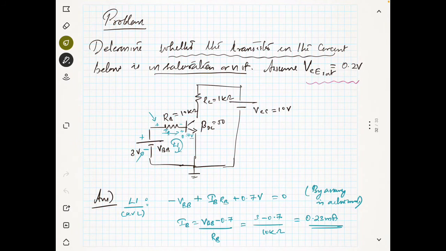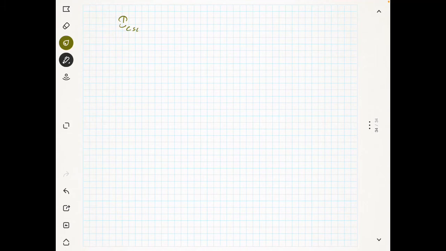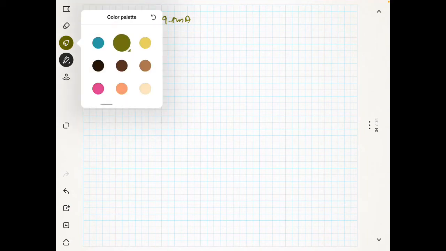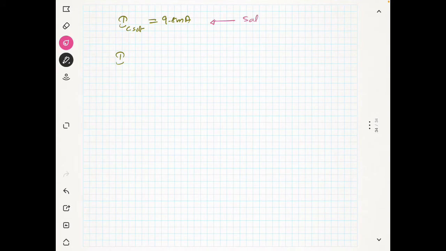We know that VCC has been given in the question as 10 volt. So 10 minus VCE sat, which is 0.2, and RC is given as 1 kilo ohm, which is equal to 9.8 milliampere. So we got IC sat as 9.8 milliampere. And with the previous assumption I have got something like my IC. So this is the case for saturation.